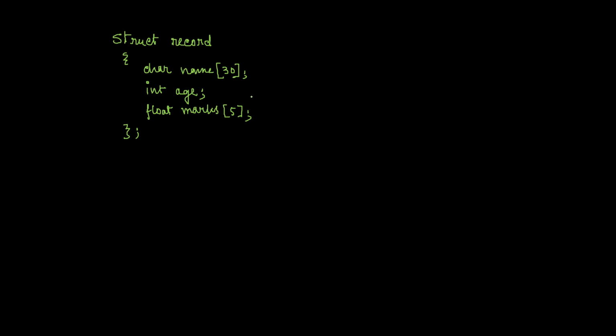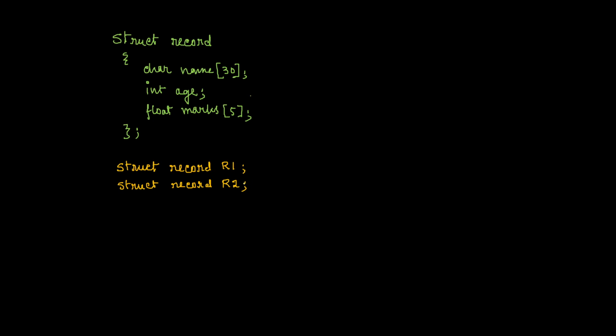So now how can I create this instance? We can create the instance in this way, something like we can write struct record R1. I can create another instance again, struct record R2. This is another instance, or you can keep them within a single statement separated by a comma also.